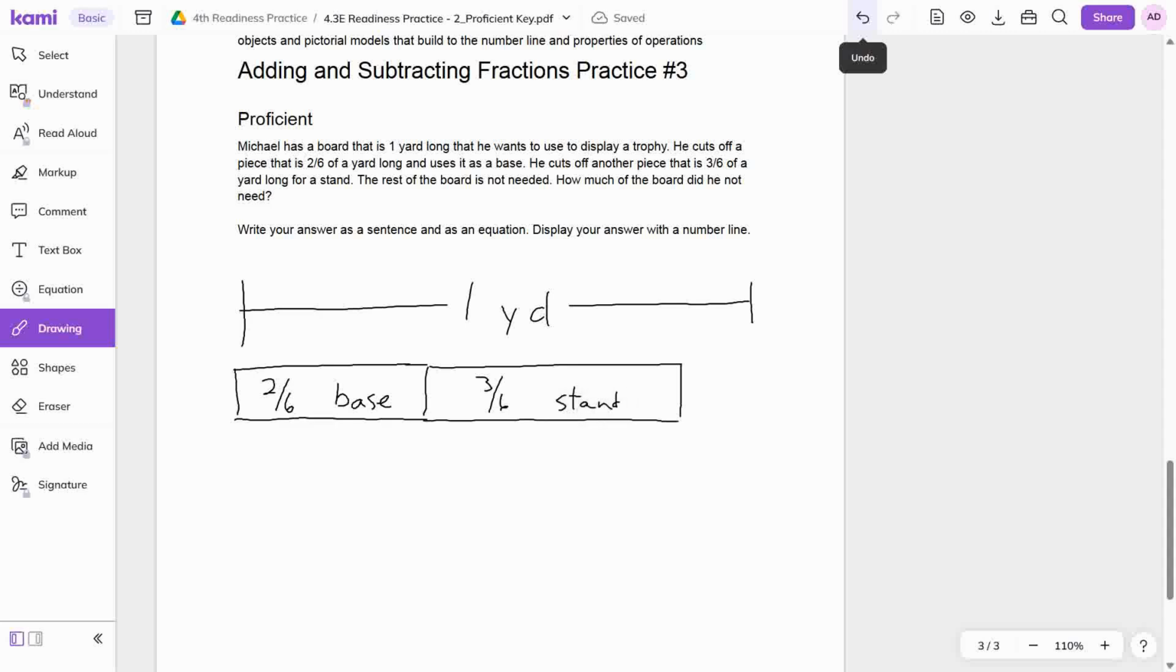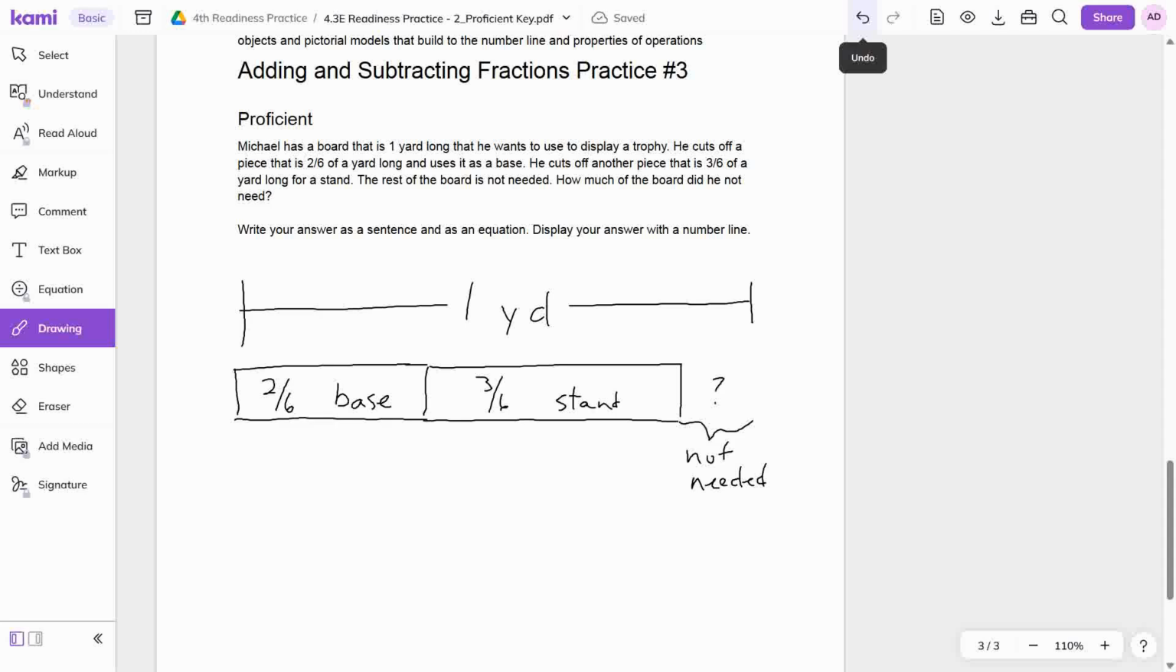And then the rest of the board is not needed. Okay, so I'm going to say not needed, whatever this happens to be. How much of the board did he not need? Okay, so this is my unknown right there. Well, what do I have to work with? Well, the whole thing is 1 yard, okay?